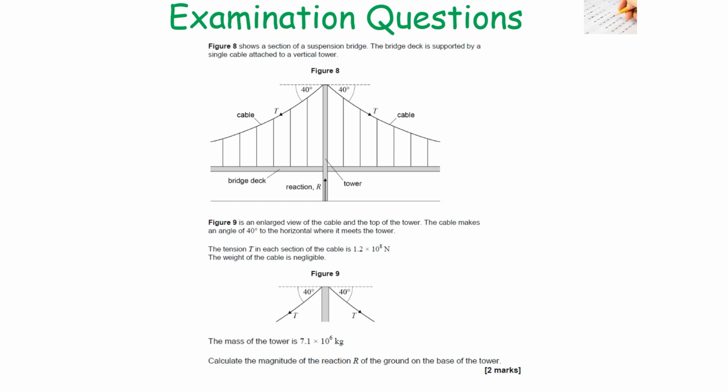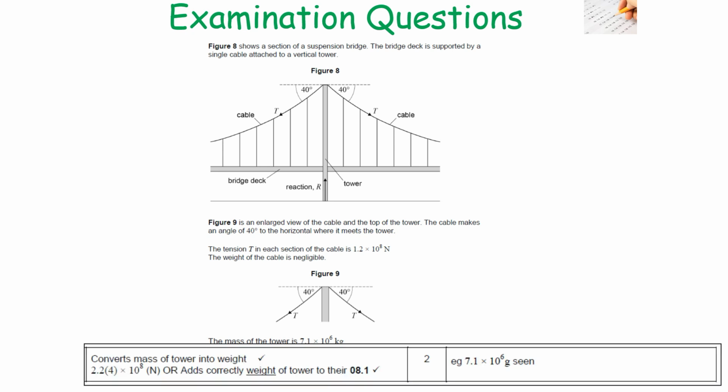Right, so what do we know here? Well, we know that when we've got a reaction force acting upwards, there must be a weight acting downwards from the tower onto the ground, which is of equal size to that reaction force. So what we can say is that the magnitude of the reaction force is equal to the magnitude of the weight of the tower. So we've got our mass, which is 7.1 times 10 to the 6 kilograms, and then we convert that into the weight by doing 9.81 times that mass, and then you can add the weight of the tower to the value from the previous question, and there's our overall value of the reaction force.